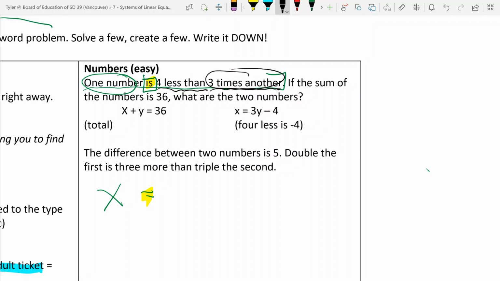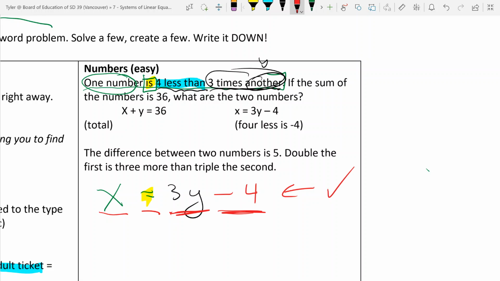I want to do this part first, 3 times another. So another is another letter, that's going to be Y. So 3 times Y, but it said 4 less than. So I know that I have to decrease something by 4 to make it less than. The tricky thing with this is a lot of students would do it like this. They'll go like, oh, 4 minus 3y, but that would be 4 decreased by 3y, which isn't what we want. We want it to be 4 less than, which is why we wrote it that way. So that's the first equation. We have it: one number is 4 less than 3 times another number.